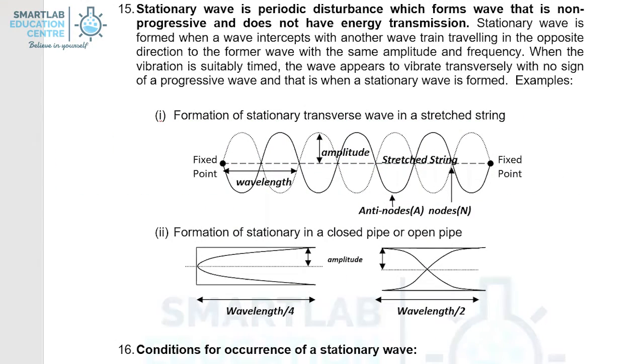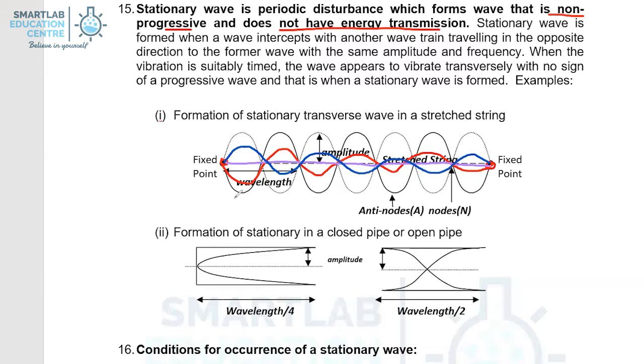Stationary wave. A stationary wave is a periodic disturbance which forms waves that are non-progressive and do not have energy transmission. So let's take a look at an example. Example of a stationary wave: if you take a stretched string fixed on both sides and you vibrate and oscillate it, you end up producing a stationary wave moving from the full line to the dotted line.